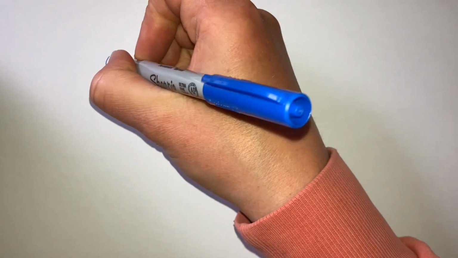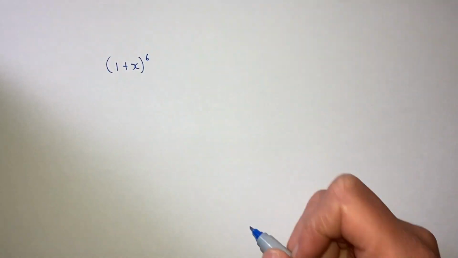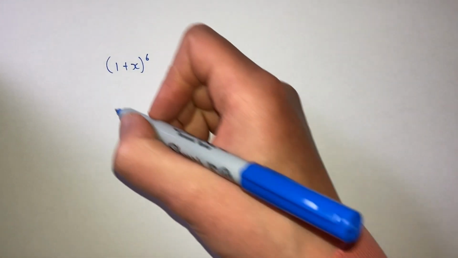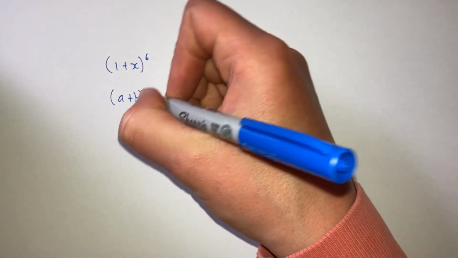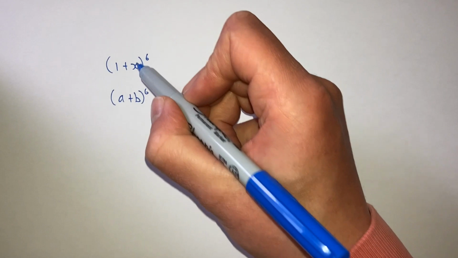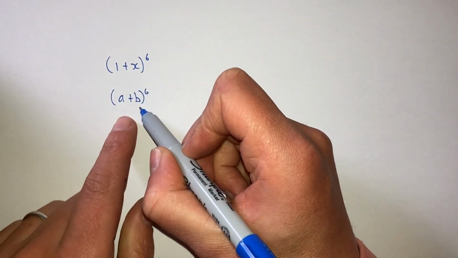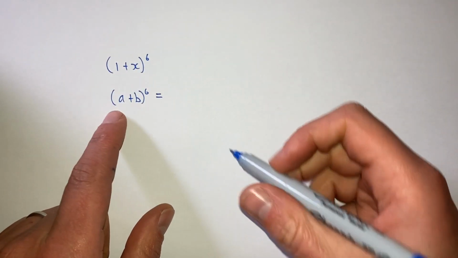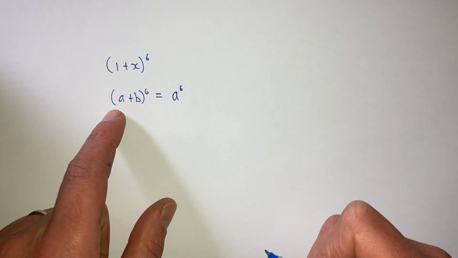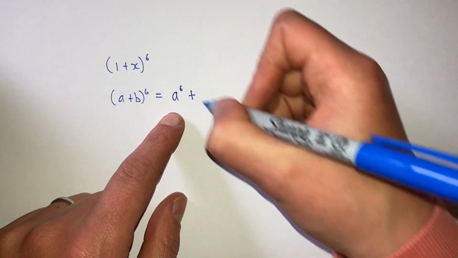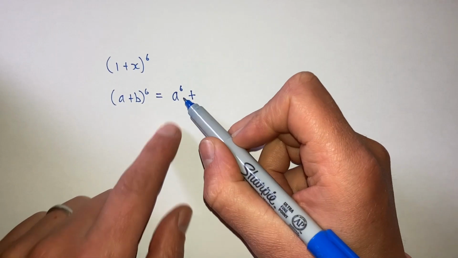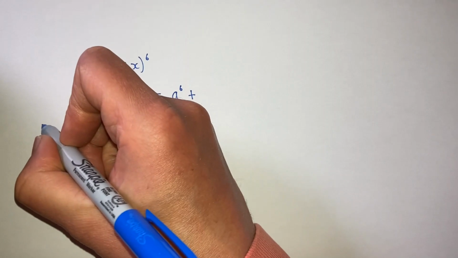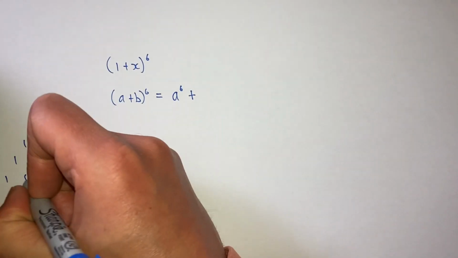This time we're going to expand (1 plus x) to the 6 up to and including the term x squared. Now I like to start by doing (a plus b) to the 6 and then substituting these values into this expansion, and we're only going up to x squared. So this will be a to the 6, plus, now I need those coefficients. 6 isn't too much for me to do Pascal's triangle, so I could do that quickly at the side.